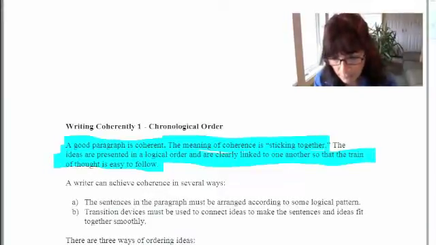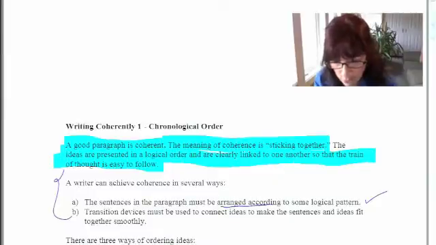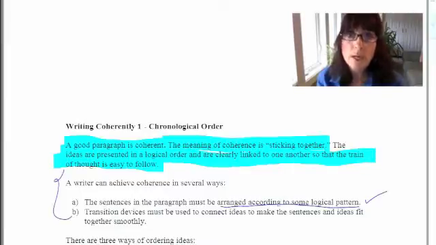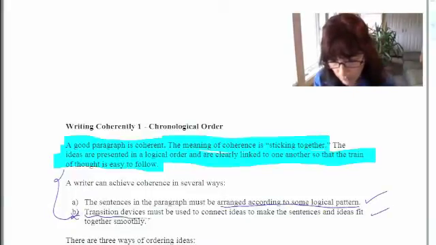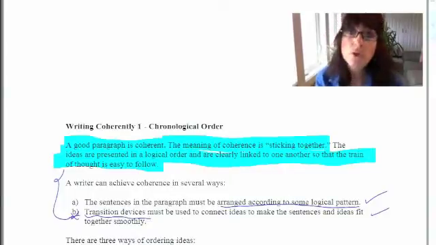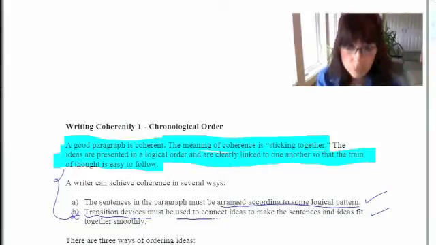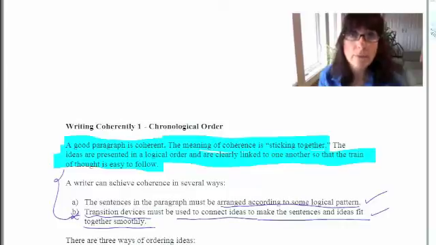Now, I've discussed several ways that a writer can achieve coherence in his or her writing. The first one is you must be sure that the sentences in your paragraph are arranged in some kind of logical pattern. And we're going to look at 3 patterns of arranging your writing so that it's logical and coherent. The second point that I want to refer to is the use of transition devices. Now, transition devices are words or a group of words, an expression, that are used to connect ideas. And this makes your sentences and ideas fit together smoothly and flow.